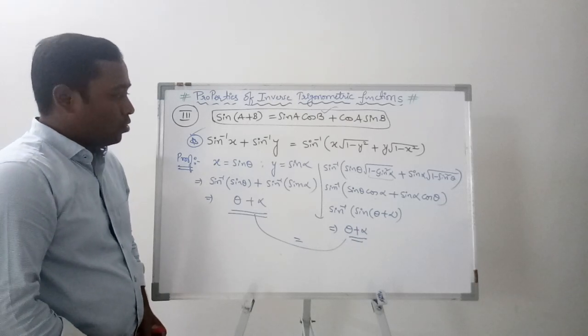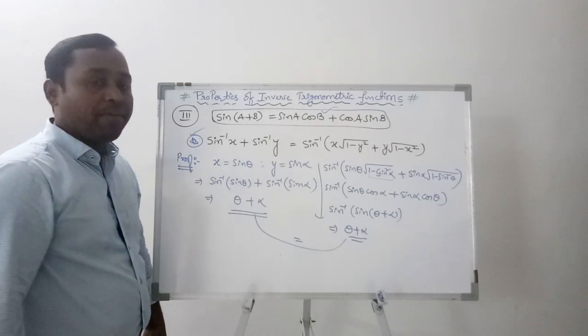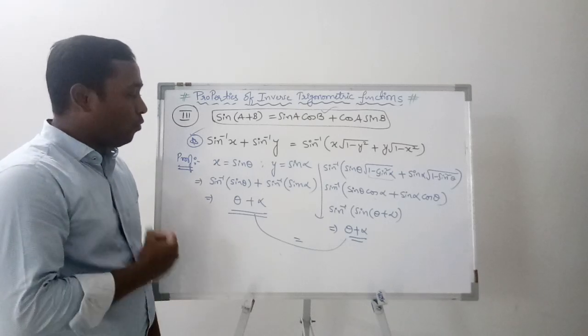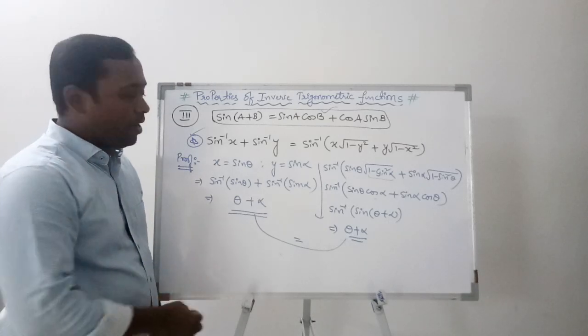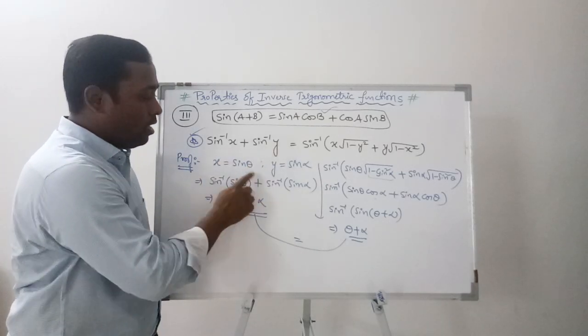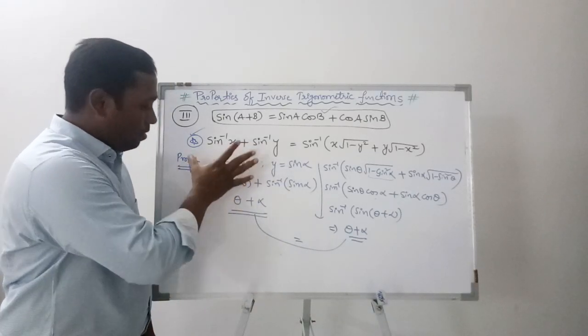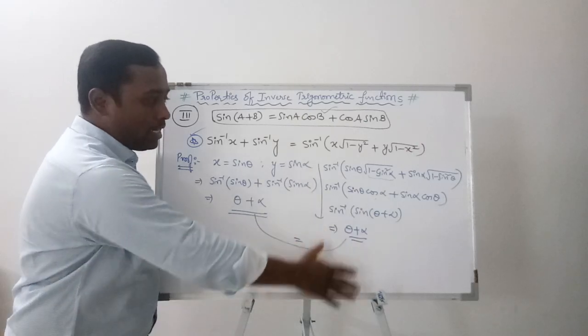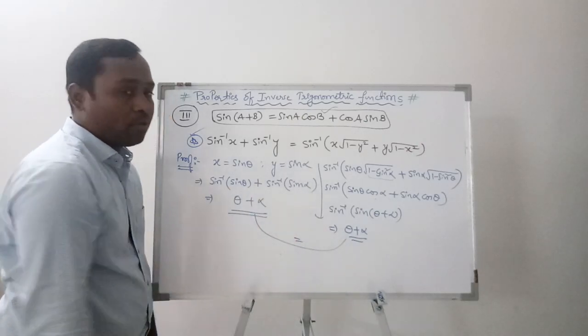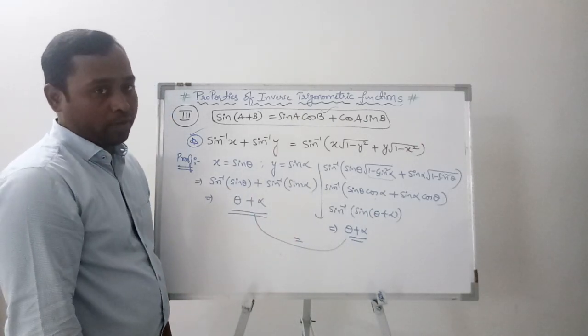So friends, you have understood how the property can be verified or proven simply by assuming the values of x and y with the corresponding t ratios. Once you solve the left hand side and right hand side, if you arrive at the same result, it means that it is proven.